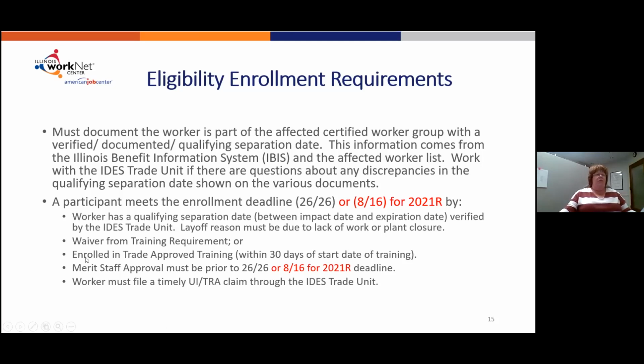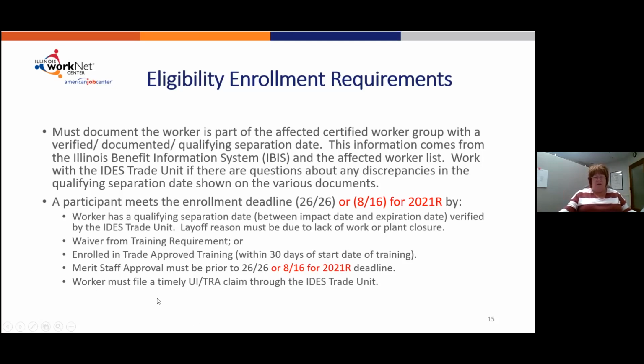If they receive a waiver from the training requirement because they just can't get enrolled in training within that deadline, that's how they can meet the deadline. Or they've been enrolled in a trade approved training within 30 days of the start date of the training, or they've been enrolled in training not yet started. That's a status in our system. And merit staff approval must be prior to the 2626 or 816 deadline for 2021R for them to meet that enrollment deadline.